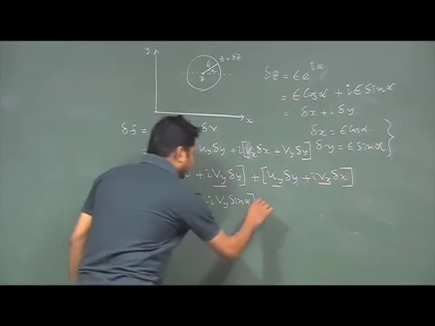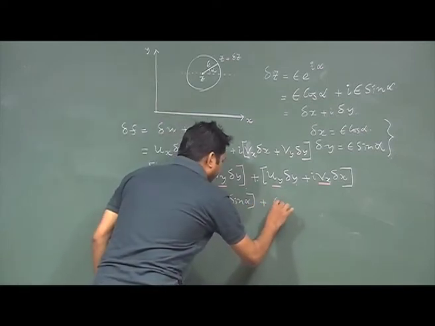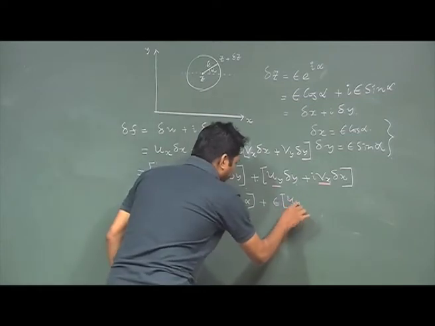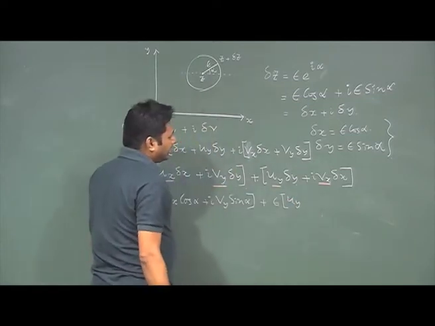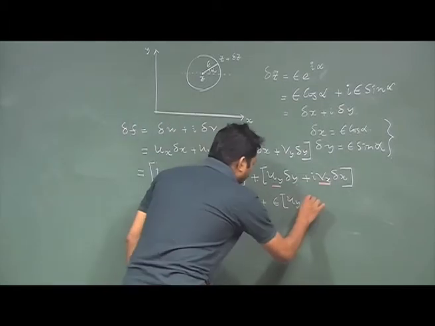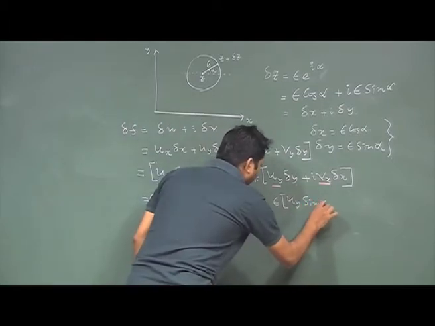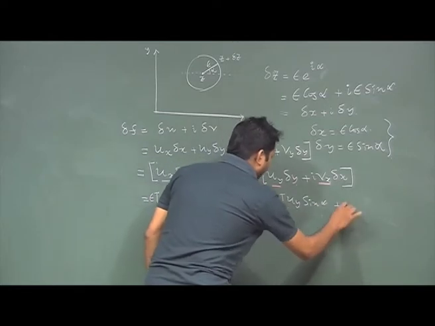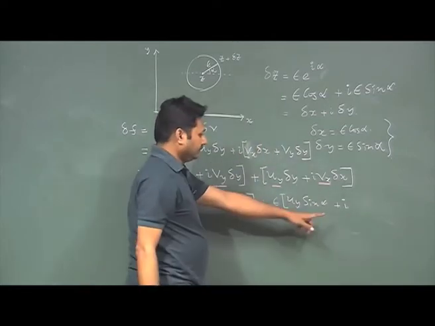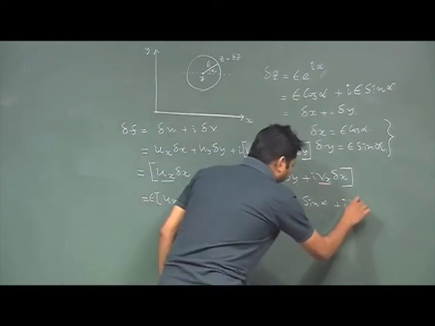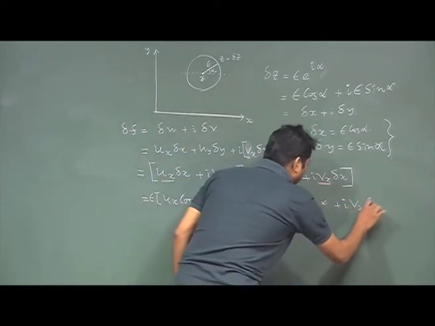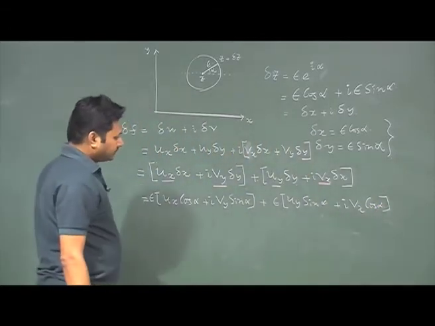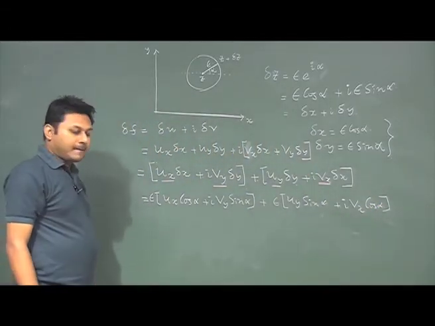The second expression: again I can take epsilon outside, and uy is here. Delta y is how much? Sin alpha, plus I vx cos alpha. This.